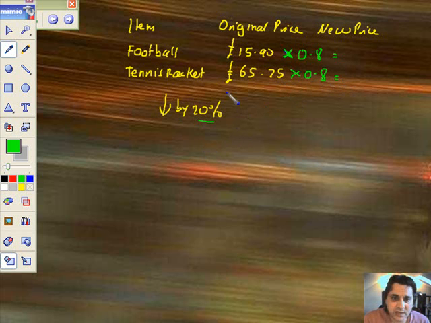We're now going to get the new price for the football and the tennis racket. So here we go. 15.9 times 0.8. So that's 80% of the original value. So the new price is going to be £12.72 in the sale, and the racket originally costing £65.75. Multiply that by 0.8. That goes down to, again, watch this, 52.6.